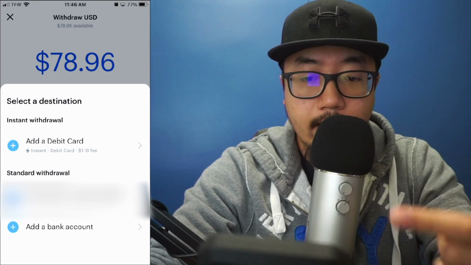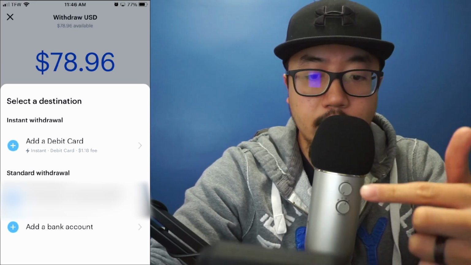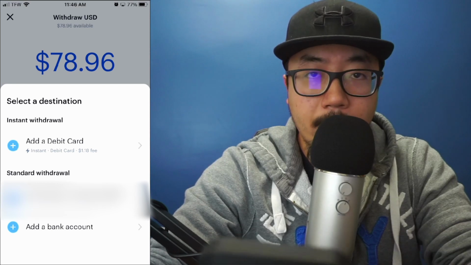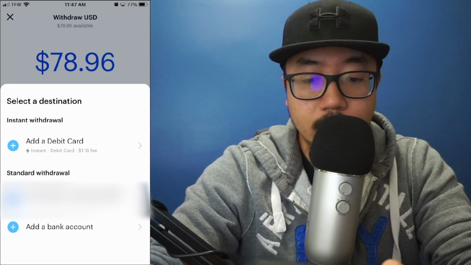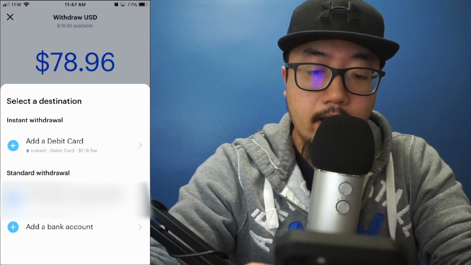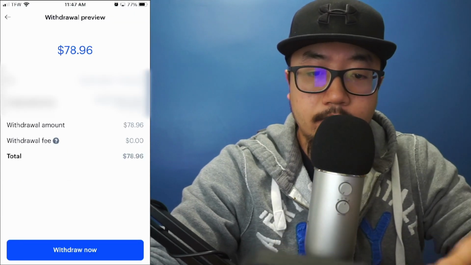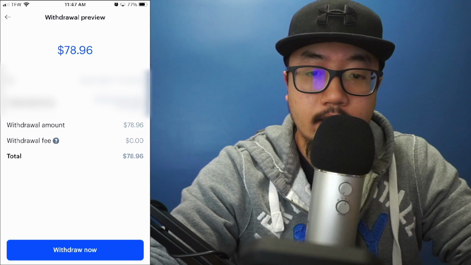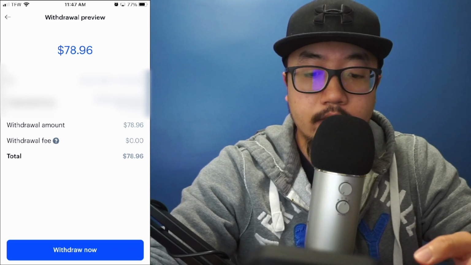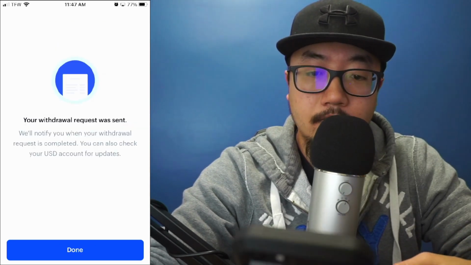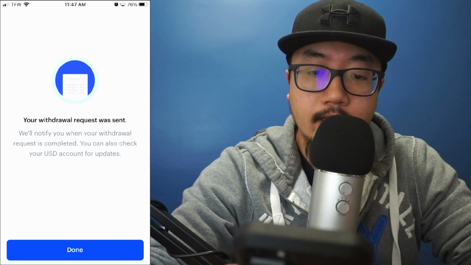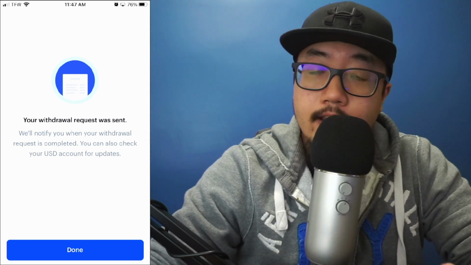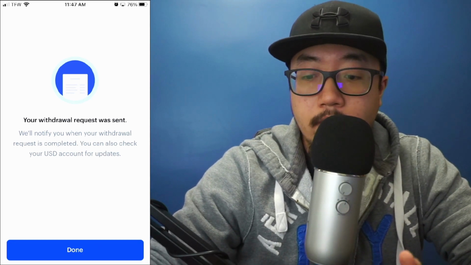You could either add a debit card or you could add your bank account. So I already have my bank account linked to my Coinbase account, so I'm going to select my bank account. And then it just gives you a brief summary of your withdrawal transaction. And at the very bottom, you're just going to click on withdraw now. And my withdrawal request was sent. So that in a nutshell is how you withdraw money from Coinbase.